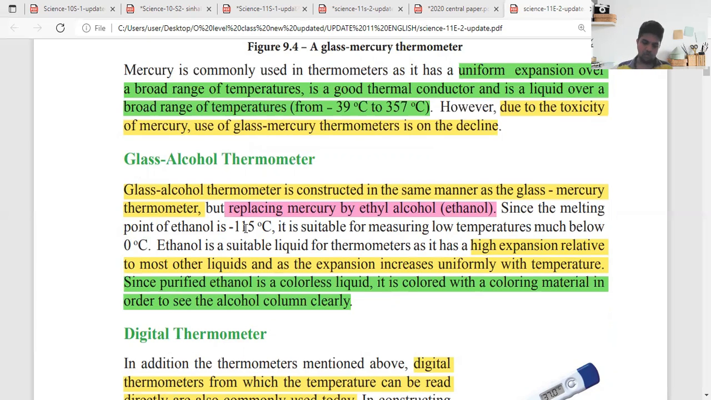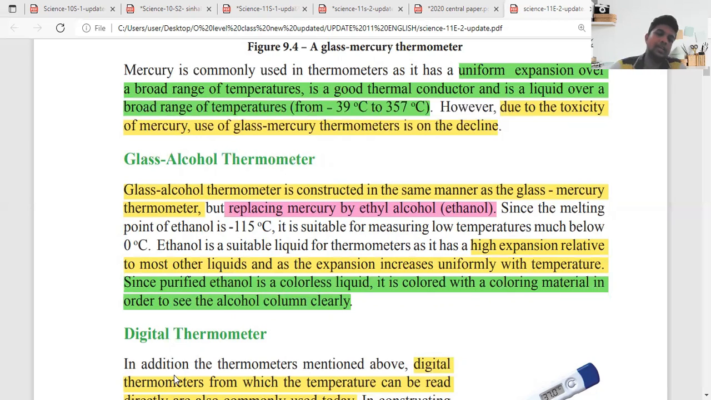Now let's move forward with the second one. Are you okay? Did you write the note? Yes, sir. Let's move forward with the second one. Write the topic. It is glass alcohol thermometers. Previously glass mercury thermometer. Now glass alcohol thermometer.